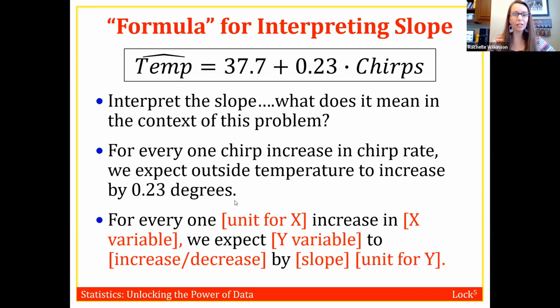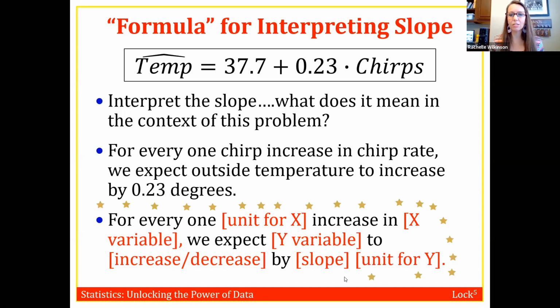So what I have for you here is kind of a formula or a pattern that you can use to write your interpretation for the slope. And I'm definitely going to be asking you this on tests, on homework. So put it down, write it. If I was you, I'd put it on your cheat sheet for the exam. I'm going to put a bunch of stars around it on here so you can see just how important this is going to be. So in this little pattern or formula that I have here, all the red parts are things that you're going to fill in specific to the problem that you're working on. And then the black parts are going to be the ones that stay the same no matter what.